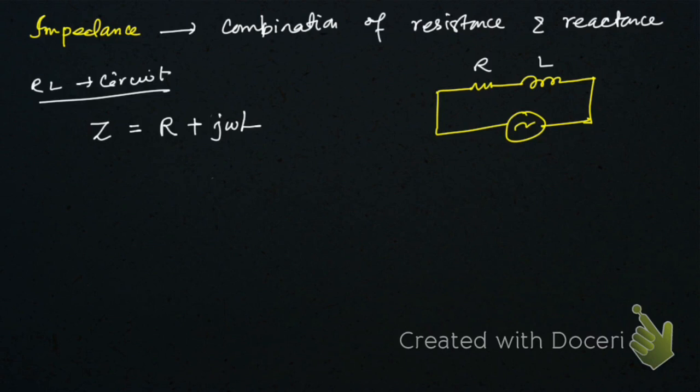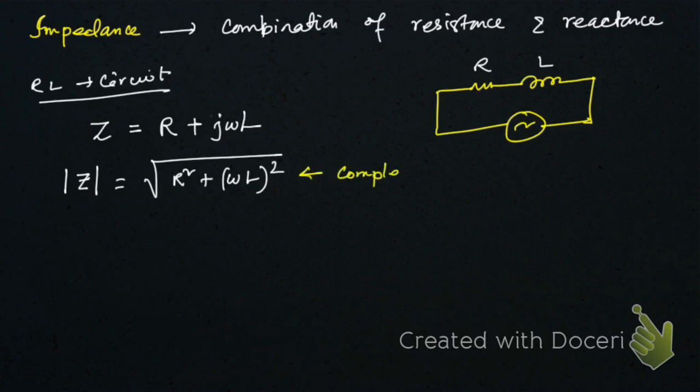Now its magnitude, its modulus, will be given by square root of R square plus omega L square. This is the complex impedance for an RL circuit. Now let us take an RC circuit.